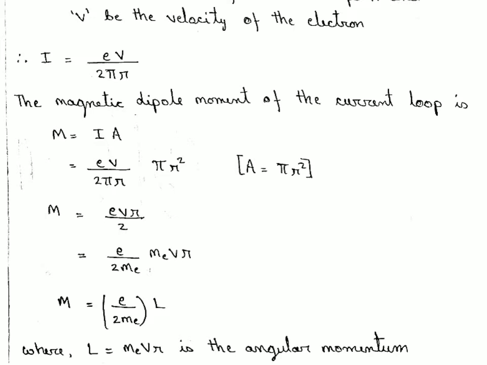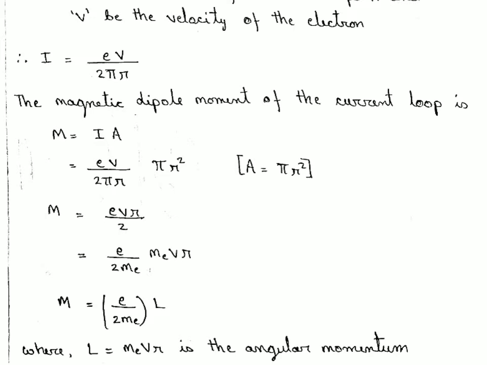Now in the next step, we multiply me in the numerator and the denominator. So this me v r is the angular momentum. Hence, your M is equal to e by 2me into L, where L is the angular momentum.